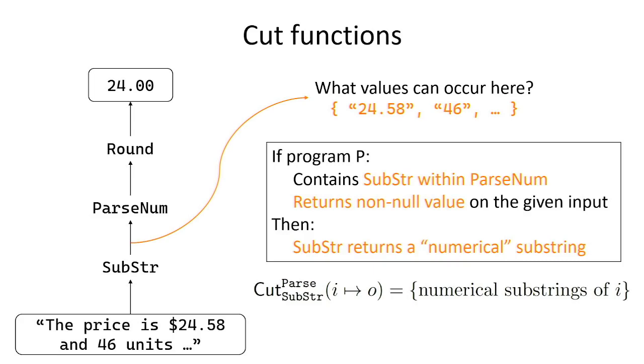A cut function is something like, if a program P contains a substring within a parse and returns a non-null value, then the substring should return a numerical substring, right? This is a very simple idea. And that is what the cut function for parse and substring is. So it's like an invariant for programming by example. If something goes through here and comes out there, there is an invariant here that has bounded width.